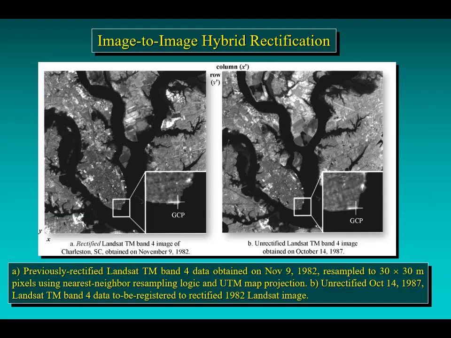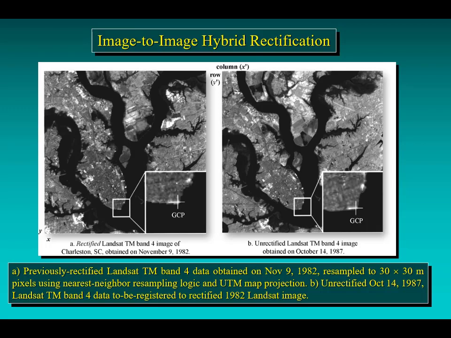And this is an illustration of the image-to-image hybrid rectification method that I was mentioning in the previous slide. On the left-hand side, we have a previously rectified Landsat TM Band 4 image. And on the right-hand side, we have the unrectified image that we are interested in registering to the other image. And that base image is a rectified image from another date. So we have a 5-year difference between these two images. On the left, that image was acquired in 1982. On the right-hand side, the unrectified image was acquired in 1987.